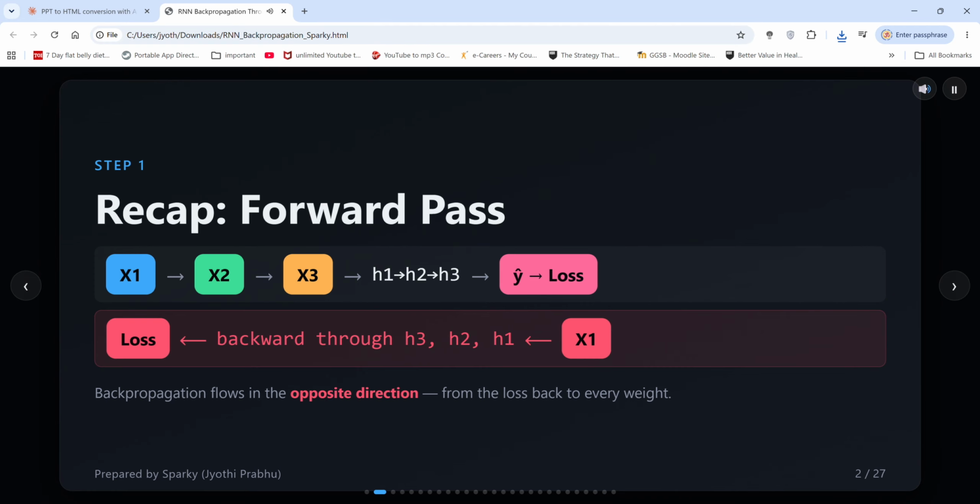Quick recap. In forward propagation, we converted "love movies" into vectors x1, x2, x3. We computed hidden states h1, h2, h3, then predicted y-hat, and calculated the loss. Now, backpropagation works in the opposite direction, flowing from the loss, backward through the network.